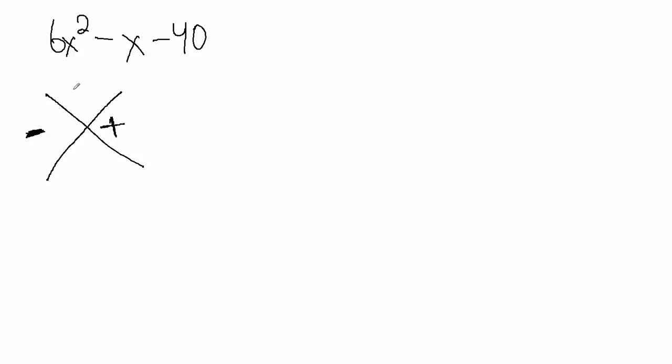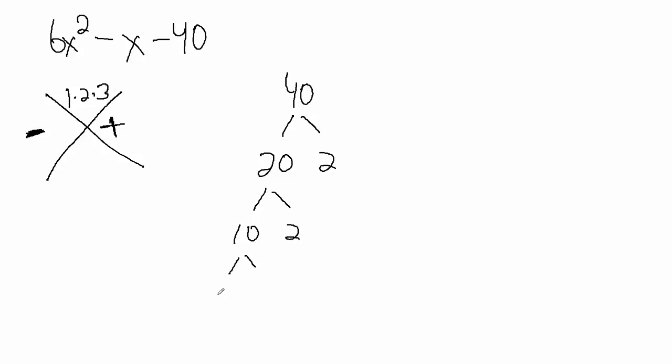So what goes up here? Well, 6 is just 1 times 2 times 3. And what goes down here? Well, 40. What about 40? Well, 40, let's split it up with the factor tree first, because it's a little bit bigger. So 40 is 20 times 2. 20 is 10 times 2. 10 is 5 times 2. So what we have here is 1 times 2 times 2 times 2 times 5. Okay. So let's go ahead and erase all of this here.